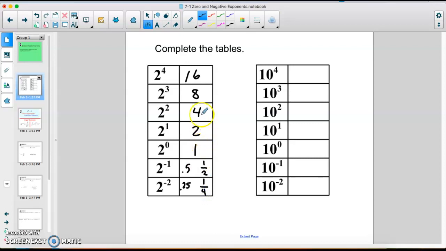Okay, so just take a look at what's happening here. We have 2 to the first is 2, 2 to the negative first is 1/2, where the 2 is on the bottom. 2 squared is 4. 2 to the negative 2 is 1/4. Okay, so let's see if it holds true for tens.